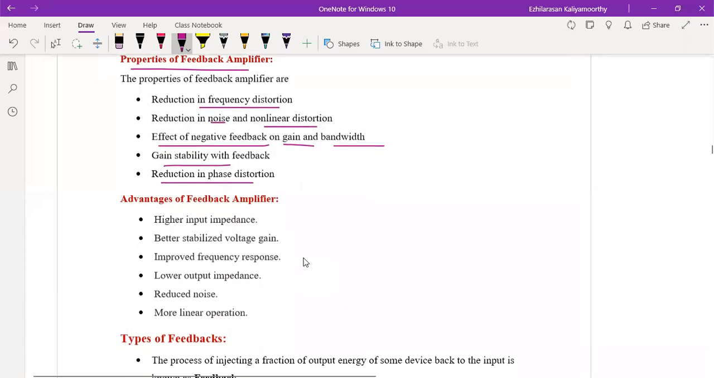Now we'll see what the advantages of feedback amplifier are. The input impedance is very high, it has better stabilized voltage gain, it will improve the frequency response, and it will have lower output impedance. Higher input impedance, lower output impedance, and it will reduce the noise. The advantage of feedback amplifier is very important: it reduces the noise with more linear operation. So these are some of the properties and advantages of feedback amplifiers.